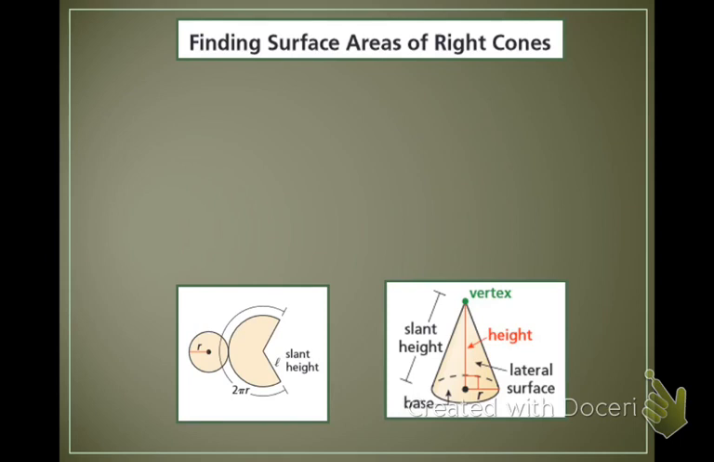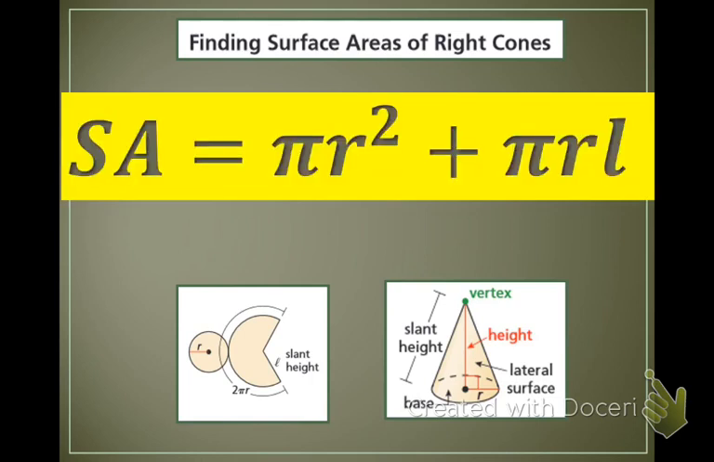So basically, how to find the surface area. How would you find the area of this circle? What's the formula for that? Pi r squared. So the surface area formula is pi r squared. That's to find the area of the circle. You're going to add it to pi times the radius times L.